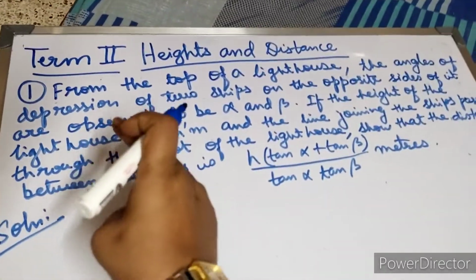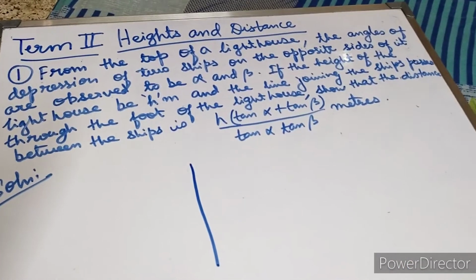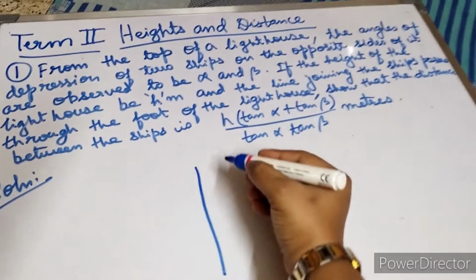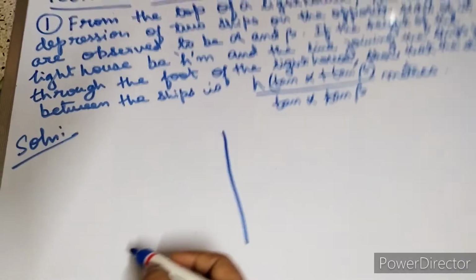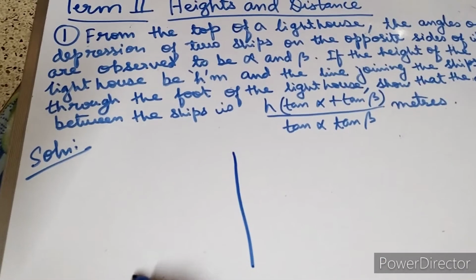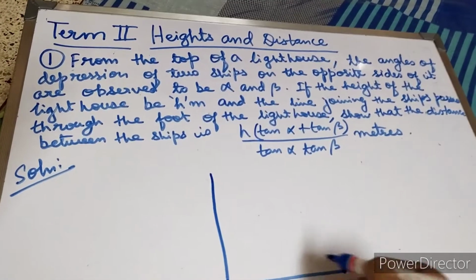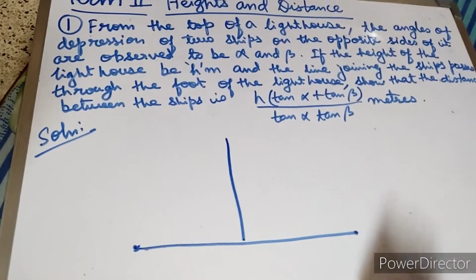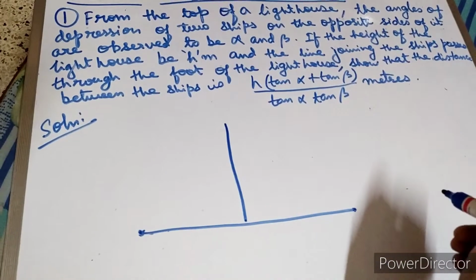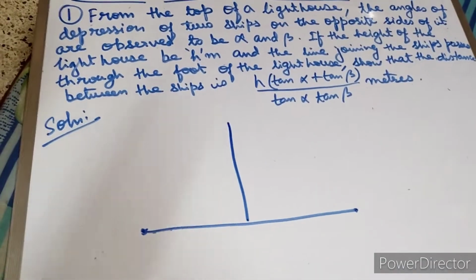What is said? From the top of a lighthouse. So let us draw the lighthouse first. Let this be the lighthouse. Okay, from the top of the lighthouse, two ships. Let one ship be here, of course in the horizontal line downwards, and one be here. Then from the top of a lighthouse, the angle of depression of two ships on the opposite sides.